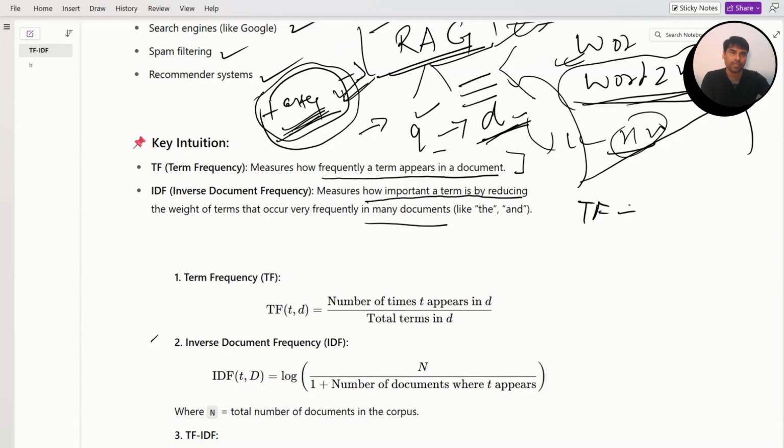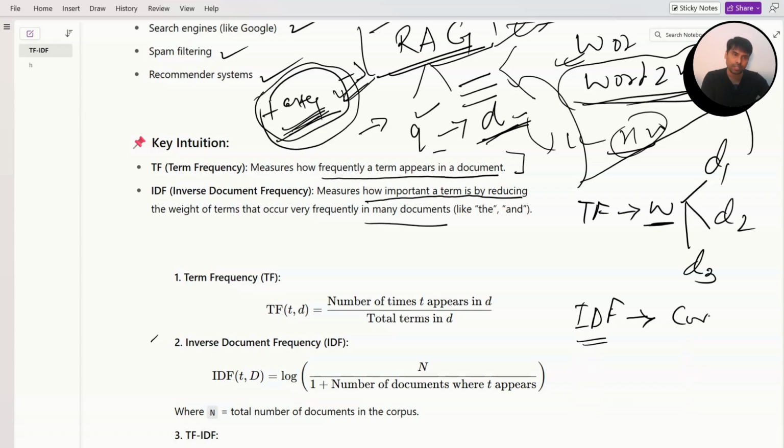Okay, so TF is the frequency of a given word, and let's suppose I have three documents. Within the document, we are finding the distribution of frequency of a given word in a given document. This is local to the document. And IDF, here we are finding this word in a given corpus, not only local to a document. So there are two things.